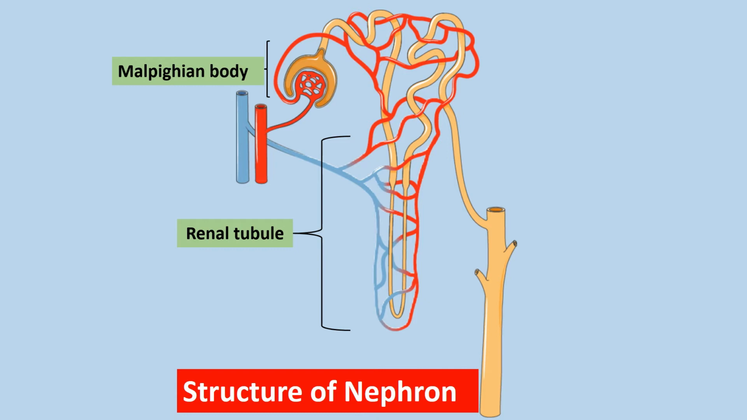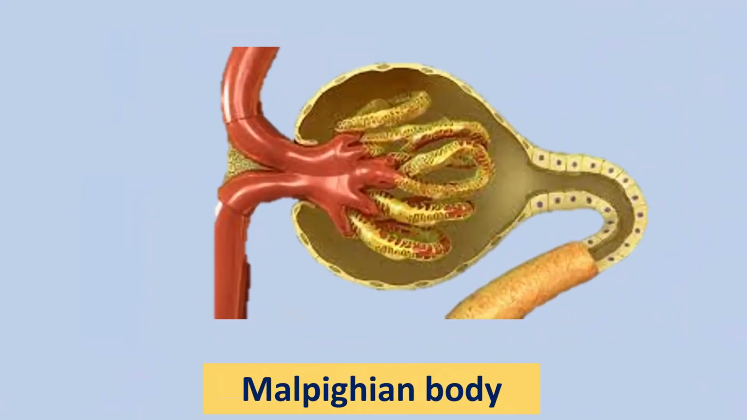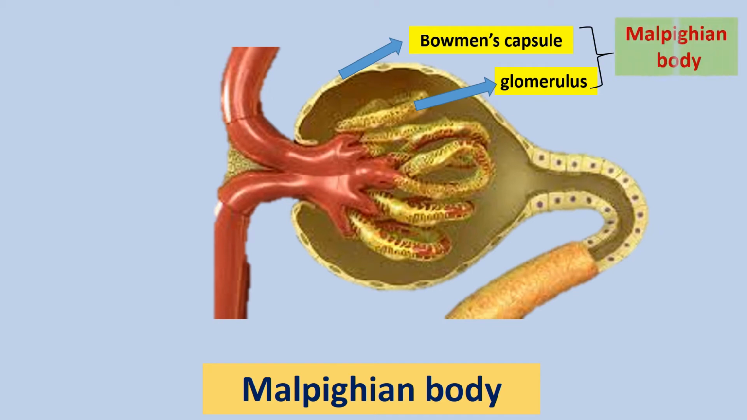The Malpighian body consists of a blind cup-shaped broader end of the nephron called the Bowman's capsule and a bunch of fine blood capillaries called the glomerulus. The Bowman's capsule and glomerulus together are called the Malpighian capsule or renal capsule.